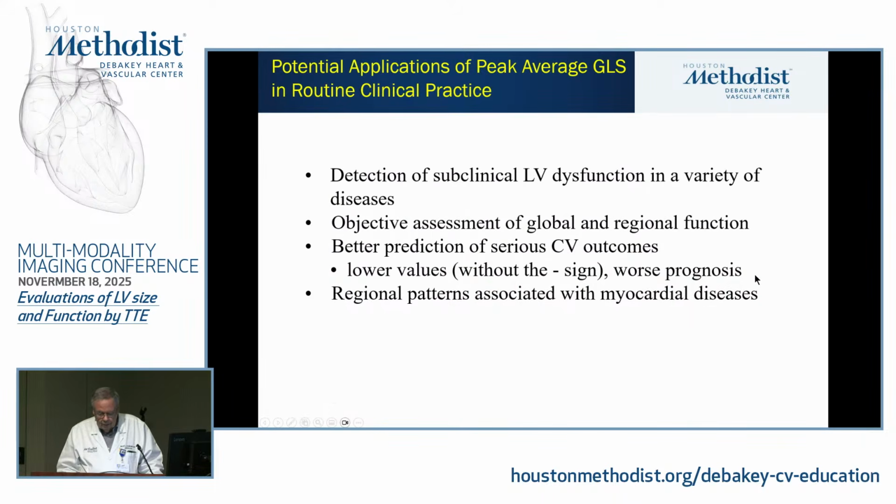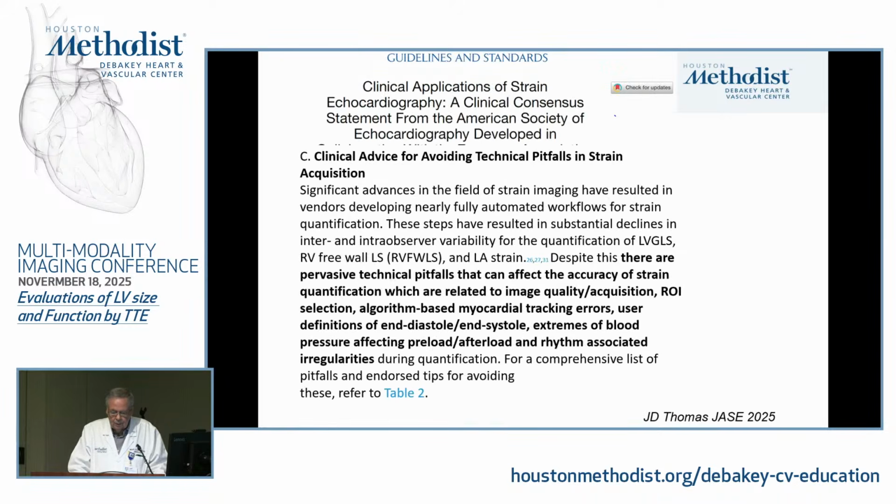The other important thing is, obviously, what strain can help us with is the detection of subclinical LV dysfunction in a lot of diseases. It gives us a more objective assessment, because we're now removing a little bit the eye from the whole thing. And importantly, a prediction of outcomes, as we're going to review in a minute. And then there are regional patterns that are associated with myocardial diseases.